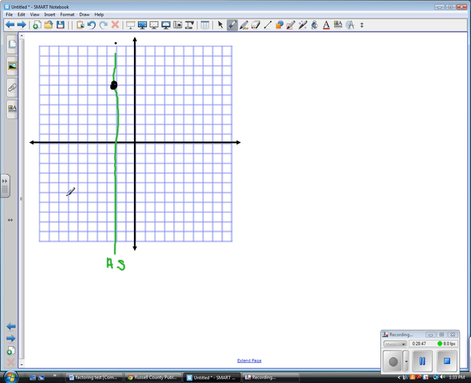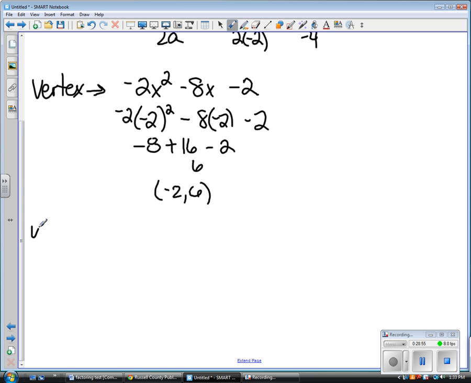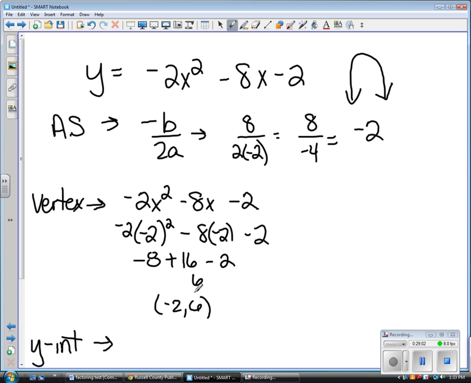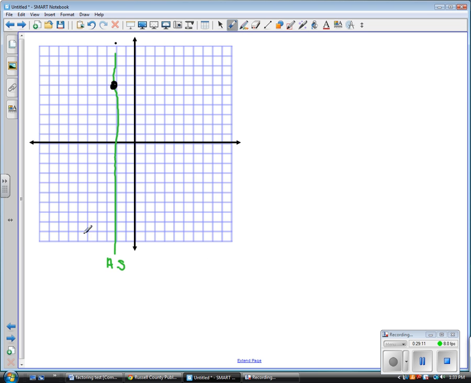Now we already said he's going to open down. The next point I can find is my y-intercept, which is negative 2. So I'm going to put 0, negative 2. On my graph, I'm going to put in the point 0, negative 2. Now where's another point that I know immediately? So it's going to be 2 over here. Does everybody see that?